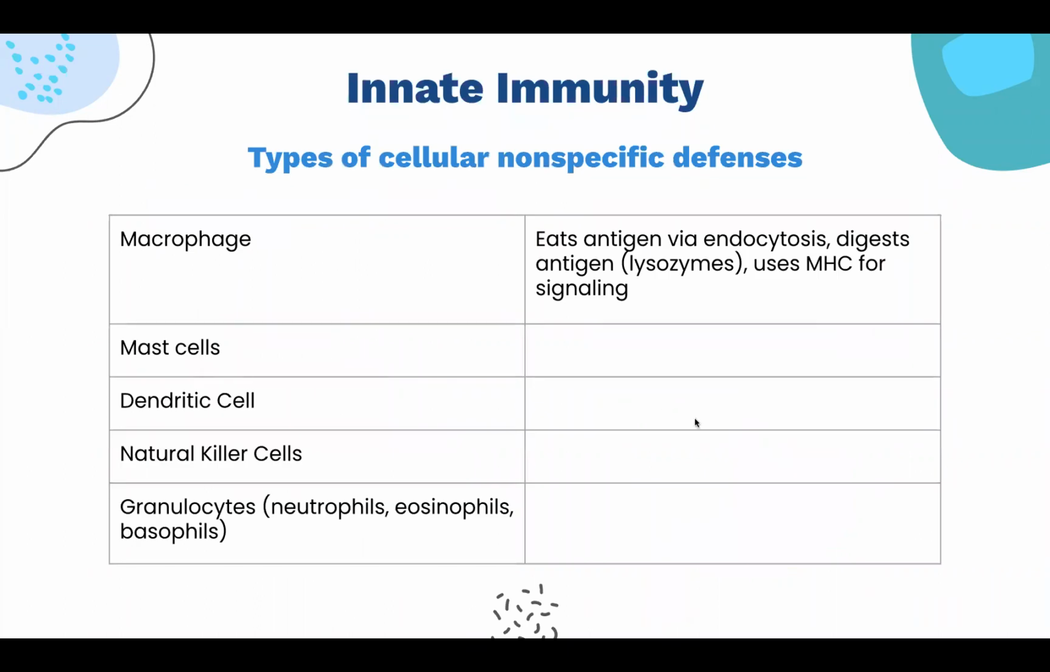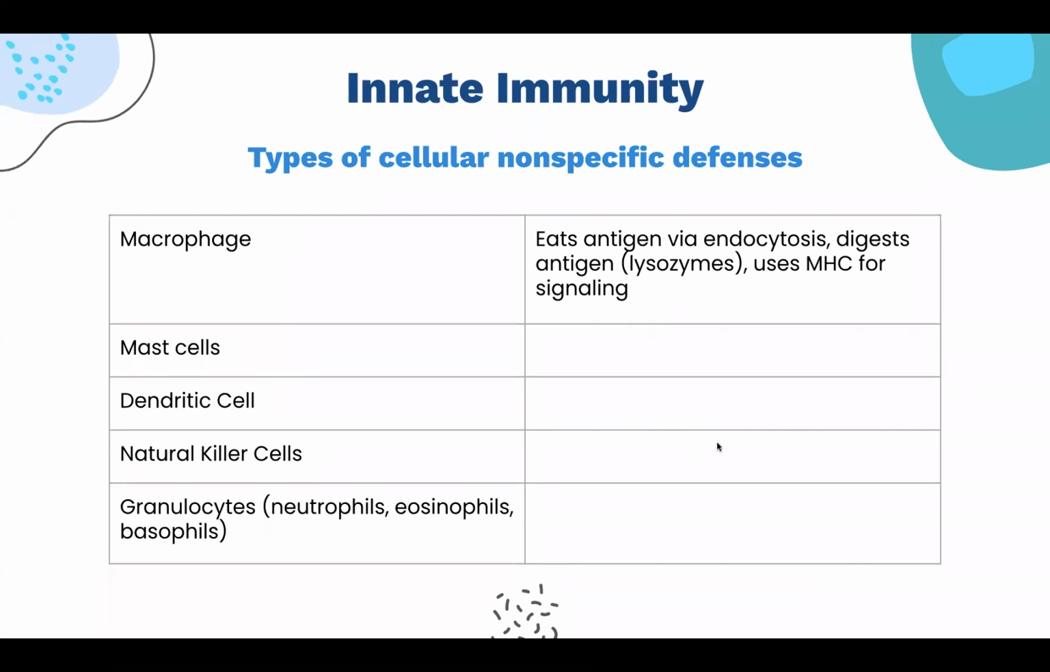All right, so let's talk about the cellular defenses. Like we said, macrophages are responsible for endocytosing pathogens and digesting them using enzymes. Once they digest them, they will use MHC proteins to display a part of the pathogen on their cell surface to tell other immune cells that this pathogen has entered the body.